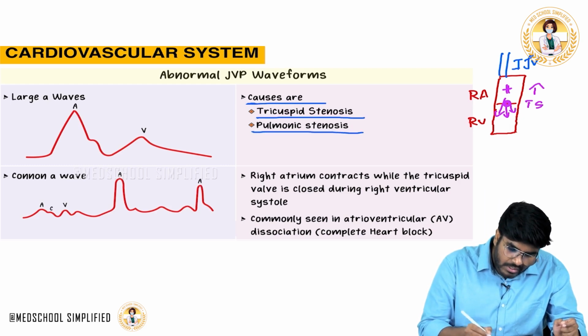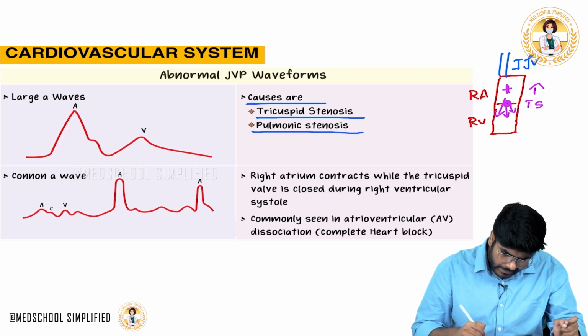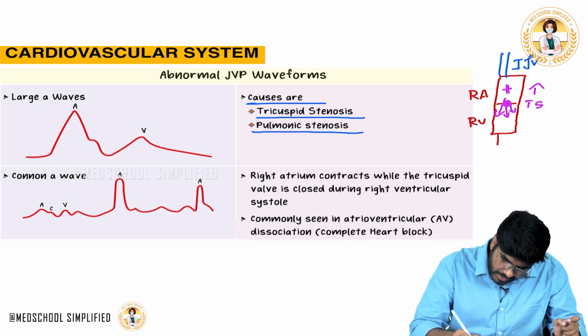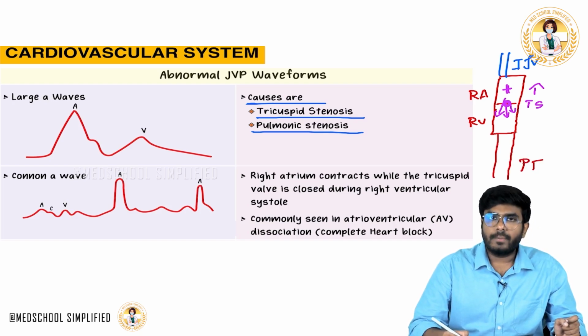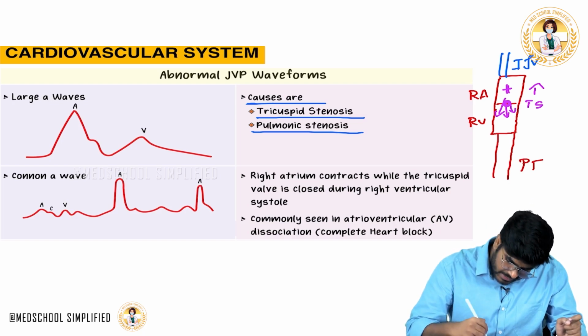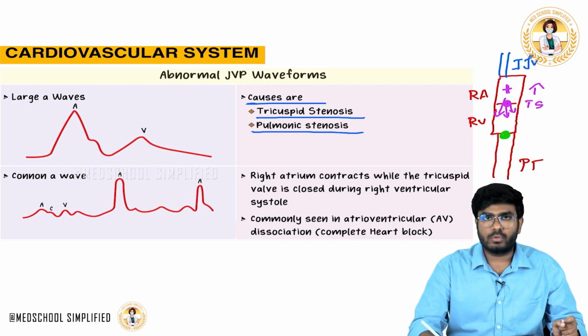The same is true with pulmonic stenosis also. How, sir? For example, let me draw it here for you. From the right ventricle, which blood vessel is going out? From the right ventricle, the pulmonary trunk is going out. Am I right or not? So what is the valve which is present in this area? The valve which is present is the pulmonary valve. For example, here the pulmonary valve is stenosed.